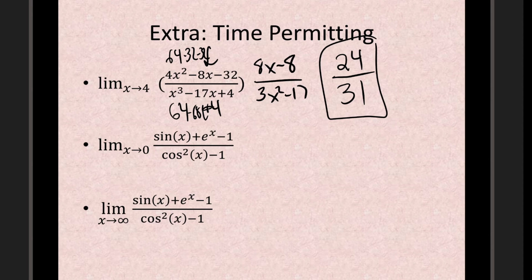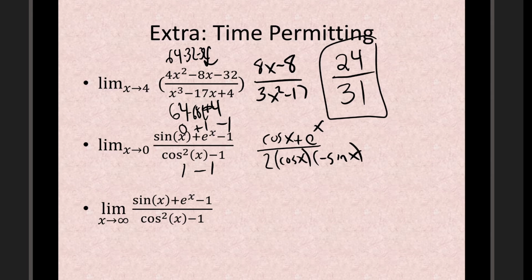Alright, second one. If I plug in 0, I get 0 plus 1 minus 1. That's 0. And 1 minus 1. That's 0. L'Hopital's. Cosine of x plus e to the x is the derivative of the top. 2 times cosine of x times negative sine of x is the derivative of the bottom. Remember, you have to chain rule those sort of situations. This is like cosine of x squared. And the minus 1 goes away with its derivative. Now if I plug in 0, I get 0 on the bottom, and I get 1 plus 1 on top, so this is undefined. 2 over 0, no good. Undefined.